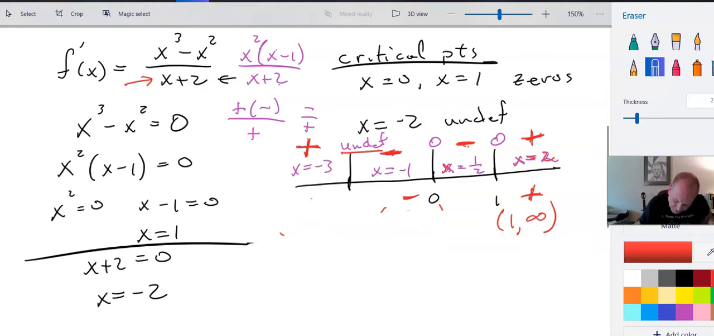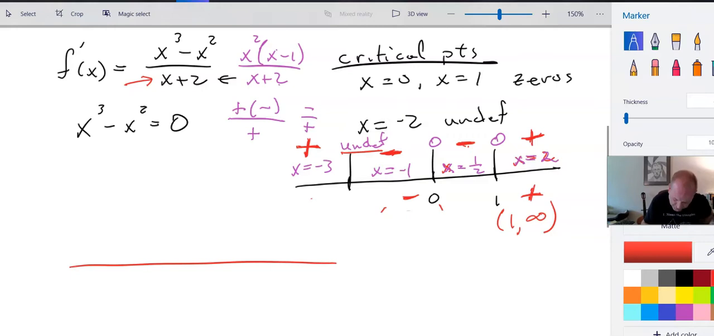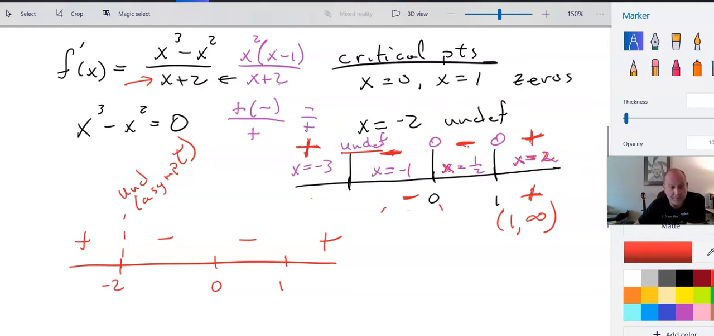just so we can look just at this interval here. In fact, let me just do it this way. I'm going to redraw a number line just so we can see just the number line. So that was at, I think that was -2, 0, 1, and then we had plus, minus, minus, plus. That's the only part I want to take a look at. Okay, so this was undefined, right? And this is actually an asymptote. So we don't have to worry about that being a max or a min.